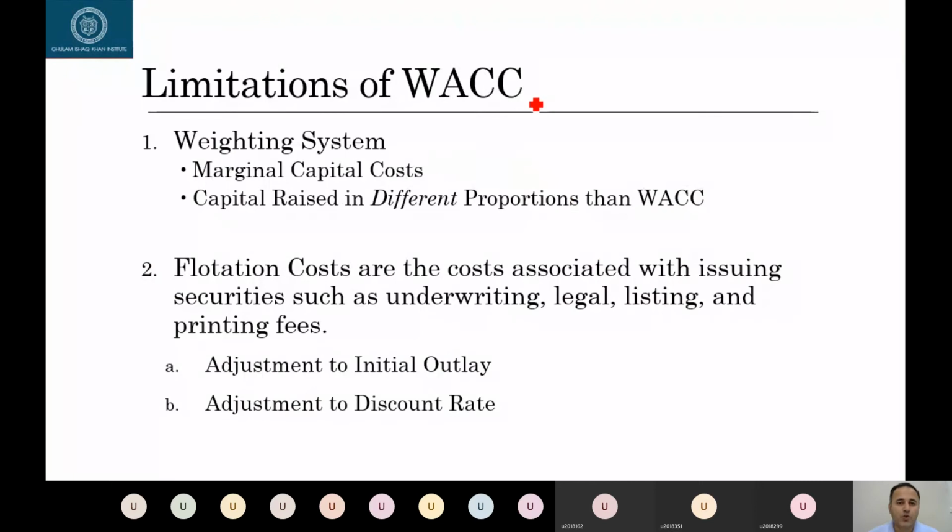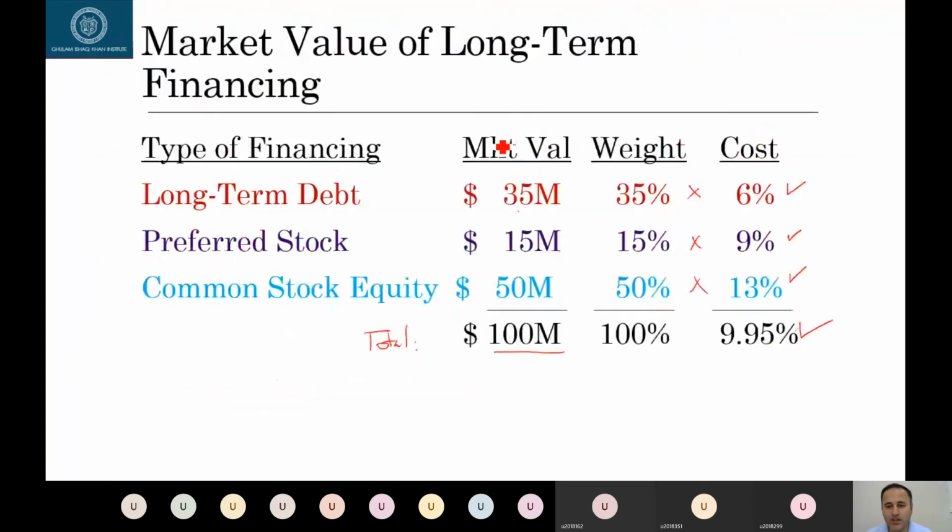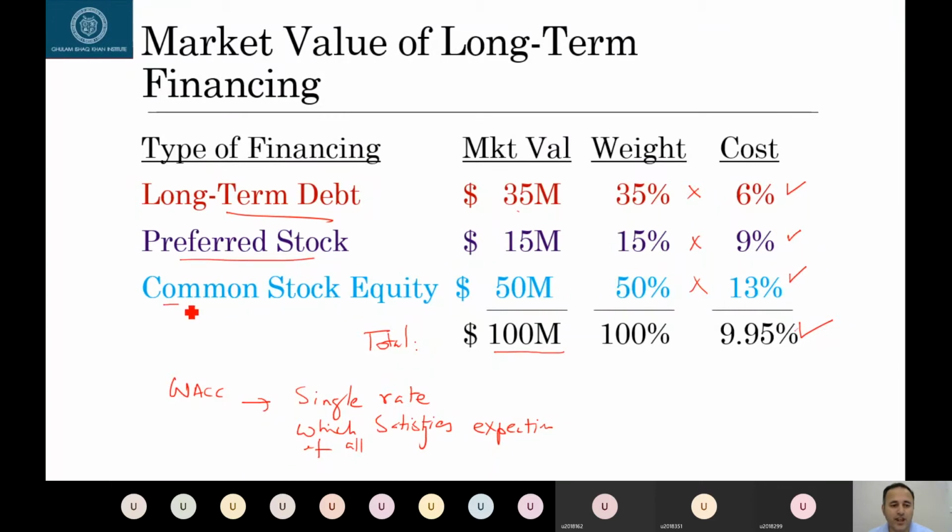So WACC. Why was WACC important? Let me go back to this slide. WACC is important because it gives you a single rate which satisfies the expectations of all, let's say, bondholders, preferred stockholders, and capital providers.